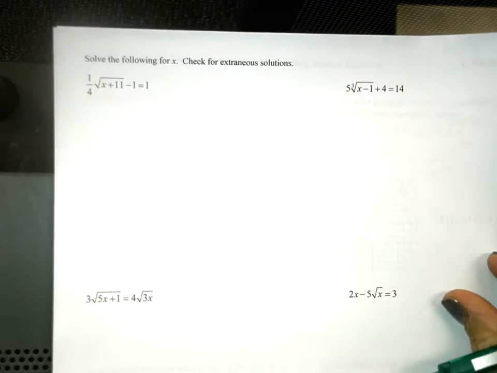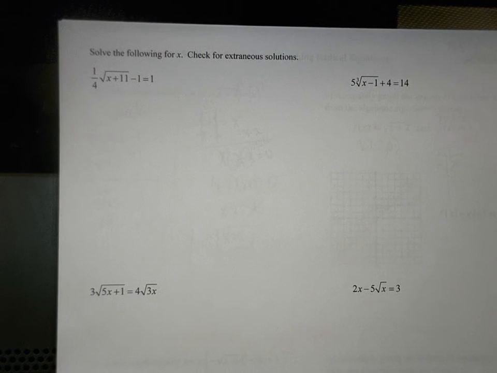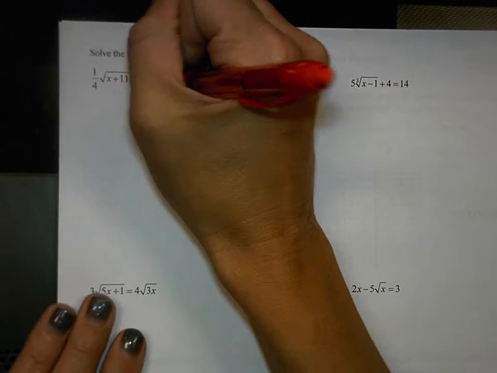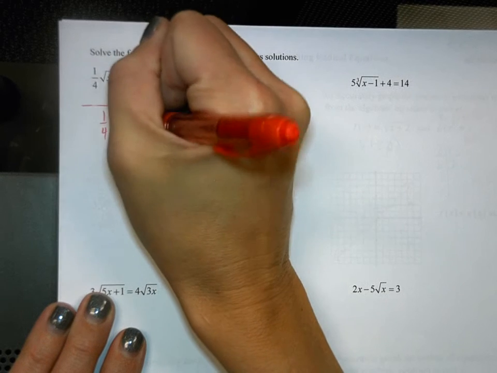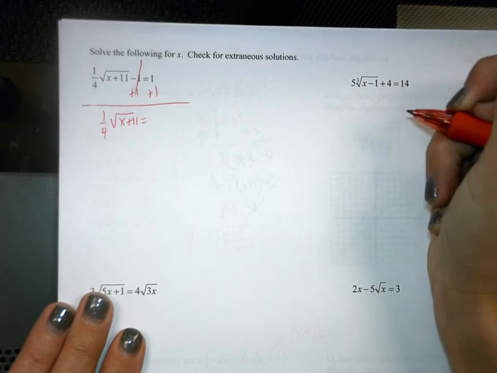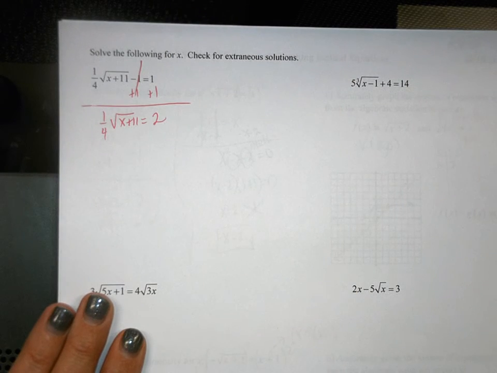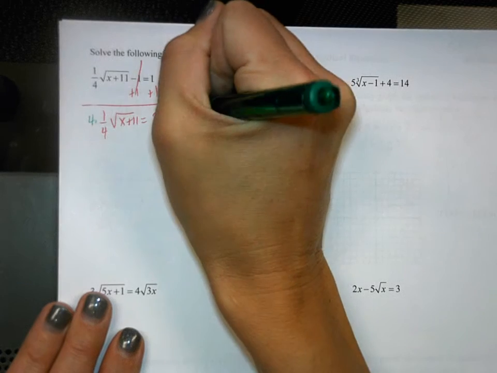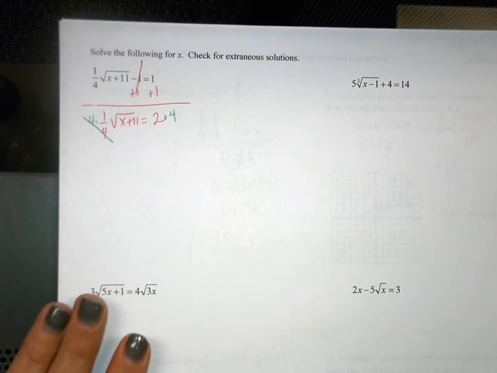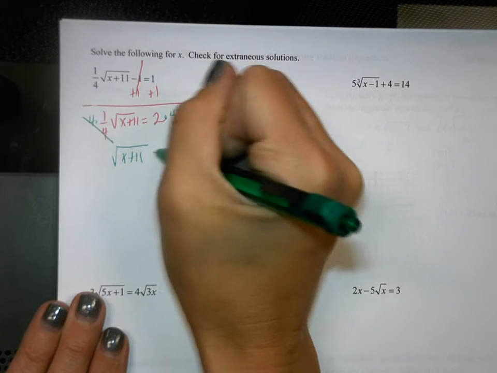So remember, we're always attempting to get our roots by themselves. So what would be the first thing I do on this example? Good. Add 1 to both sides. These cancel. I have 1/4 root x plus 11 equals 2. What will I do next? Very good. So I multiply by 4 in order to get rid of that fraction. Also, in order to get the root by itself. So that cancels out. I have root x plus 11 equals 8.